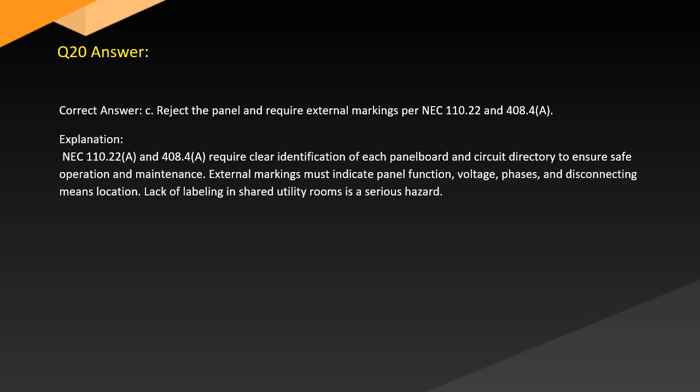Answer. Correct answer: C. Reject the panel and require external markings per NEC 110.22 and 408.4. Explanation. NEC 110.22(A) and 408.4(A) require clear identification of each panelboard and circuit directory to ensure safe operation and maintenance. External markings must indicate panel function, voltage, phases, and disconnecting location. Lack of labeling in shared utility rooms is a serious hazard.